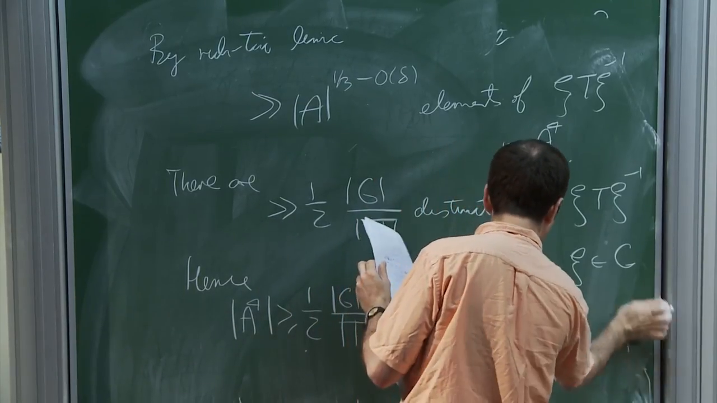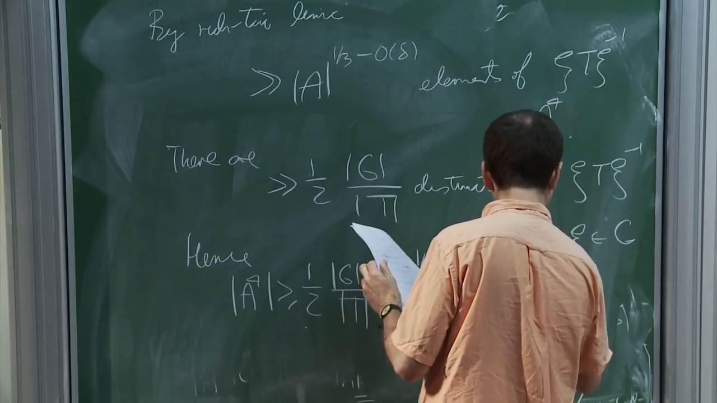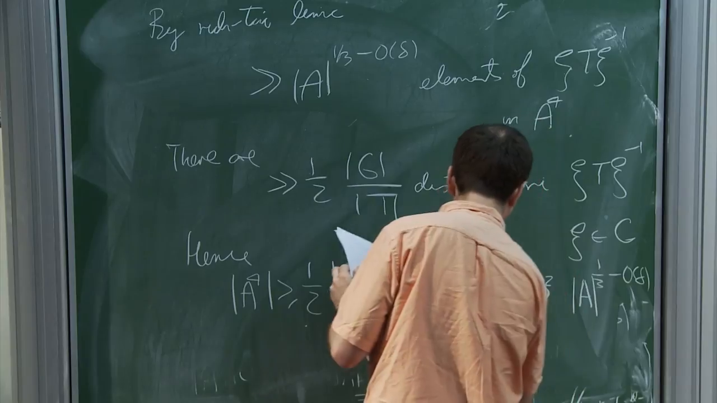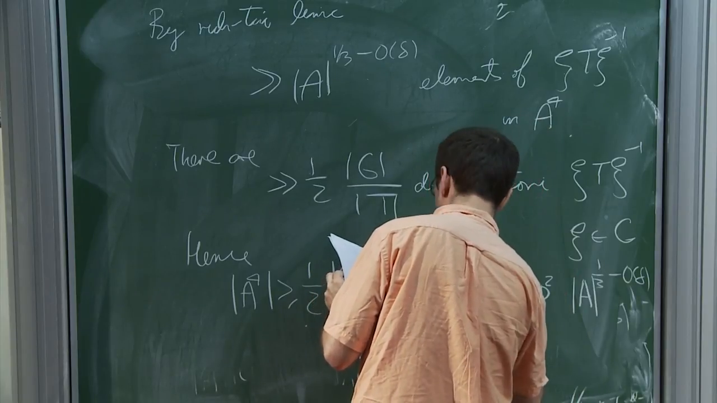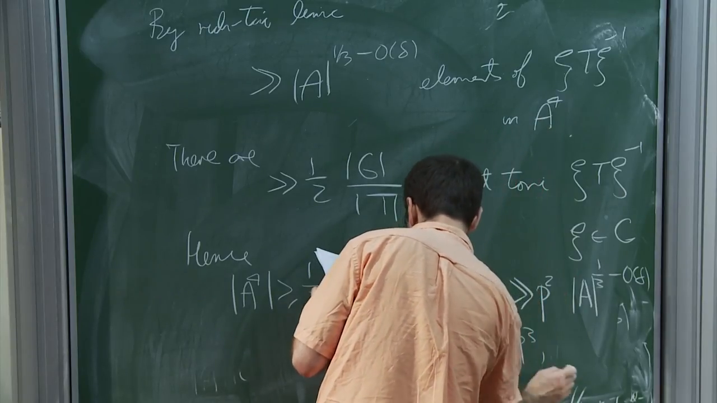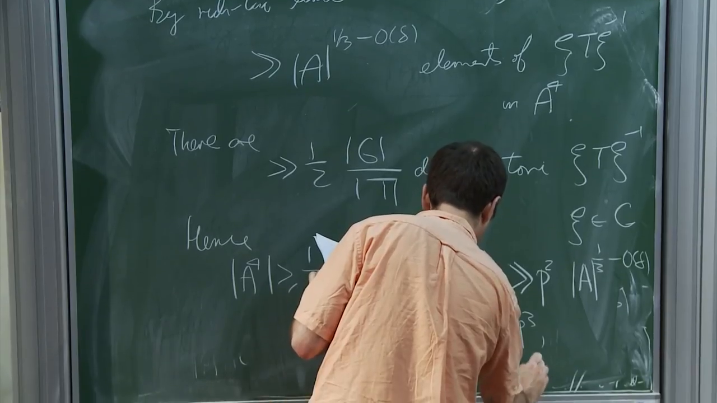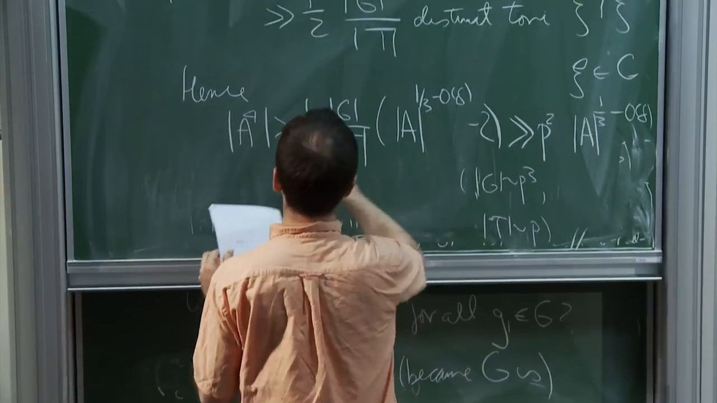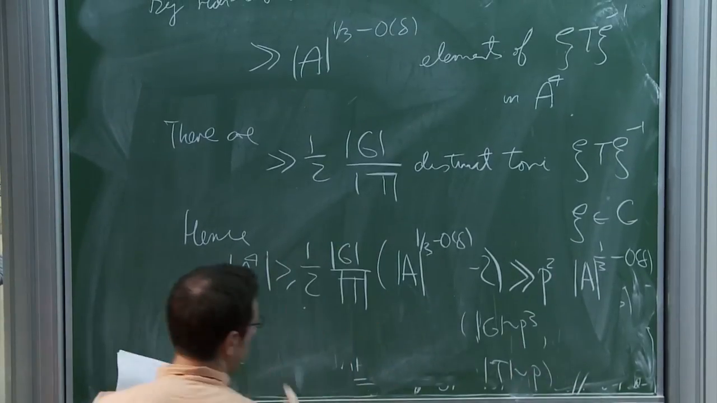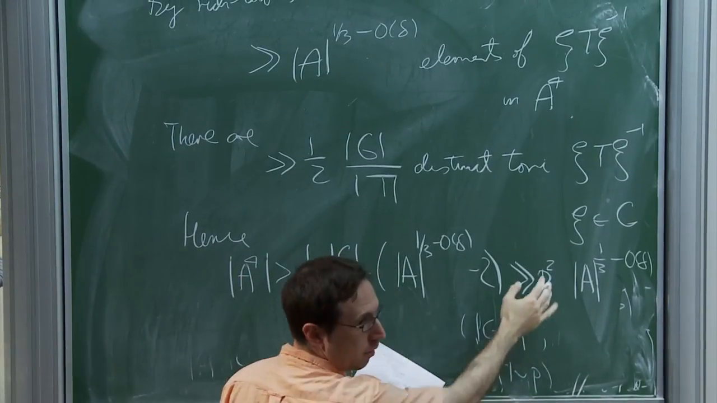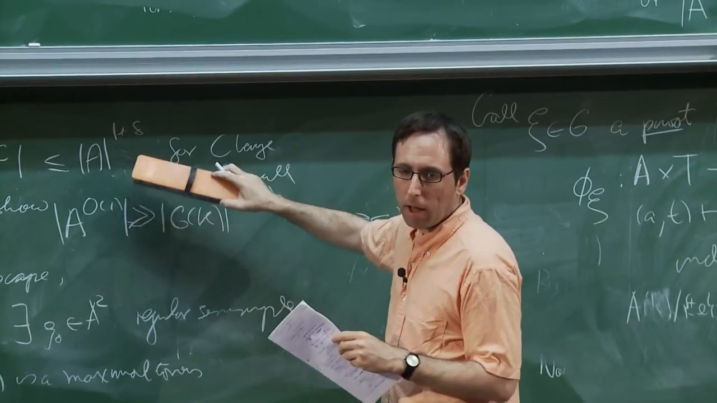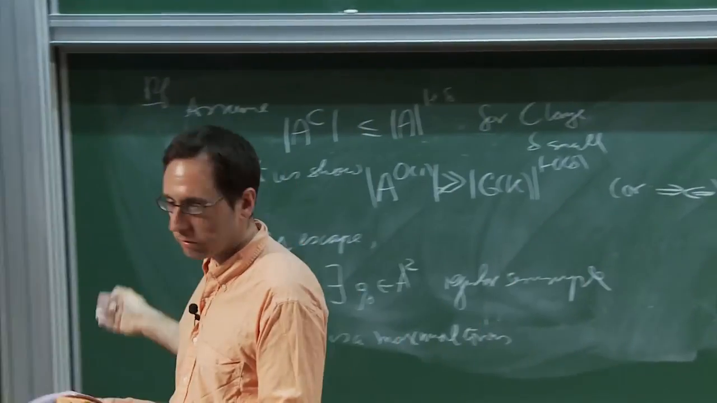And so we get, just to be very concrete, this is at least p squared A to the 1/3 minus O of delta, because the size of G is roughly p cubed, not that this matters. And the size of T is roughly p. We're not using anything particular about that, I'm just being concrete. So the fact that this is bigger than that, you have a p here, this gives you a contradiction to the assumption that A barely grows unless A is already almost as large as the entire group.